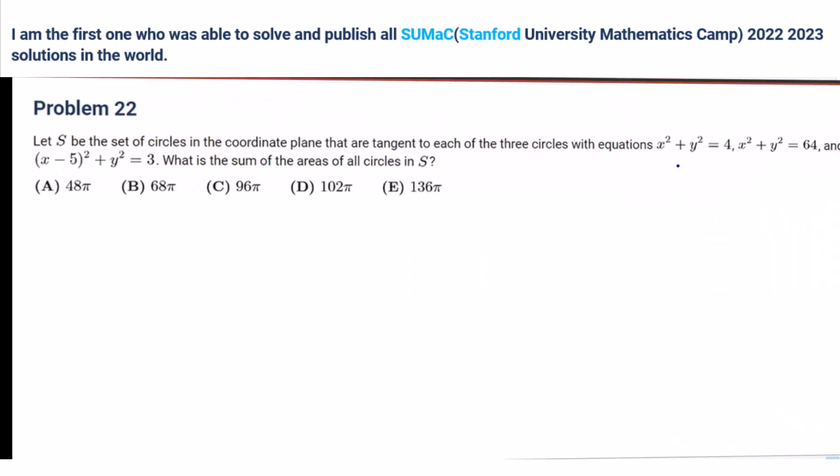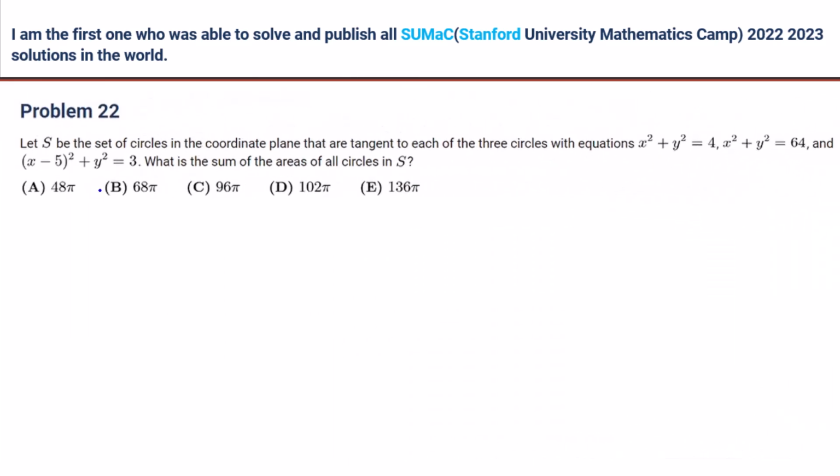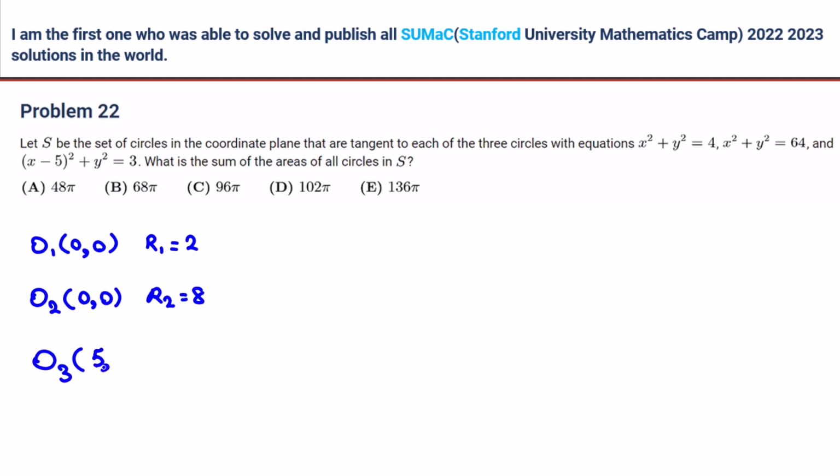For the first one, it's 0, 0, then 0, 0, and then 5, 0. O1 is 0, 0, and radius is what? 2. O2 is what? 0, 0, 8. O3 is what? 5, 0, and square root of 3.